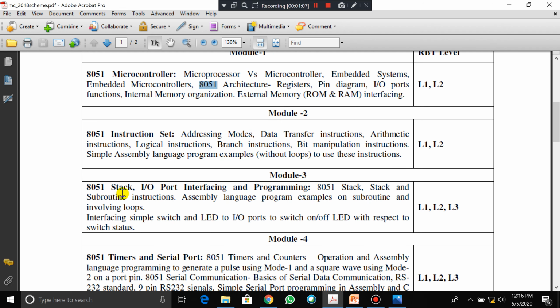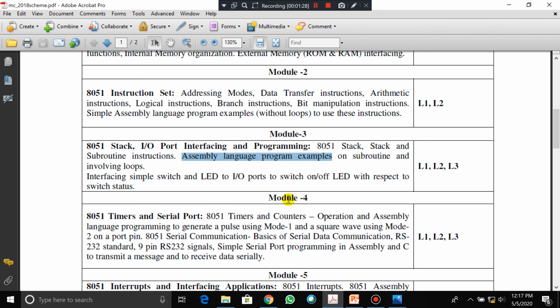Next, in module 3 we discussed about 8051 stack and input output ports interfacing, and some of the assembly language programs, and I already shared many videos with respect to the programming examples and the explanation also. Interfacing simple switch of LED input output ports, this is one of the example programs.